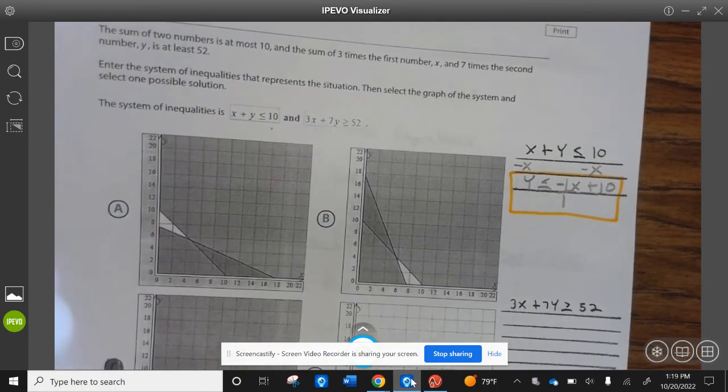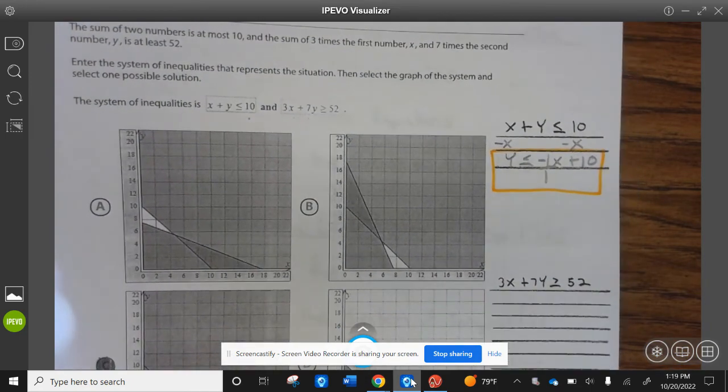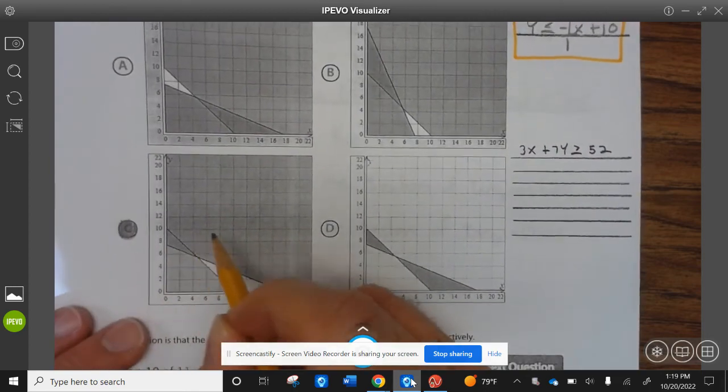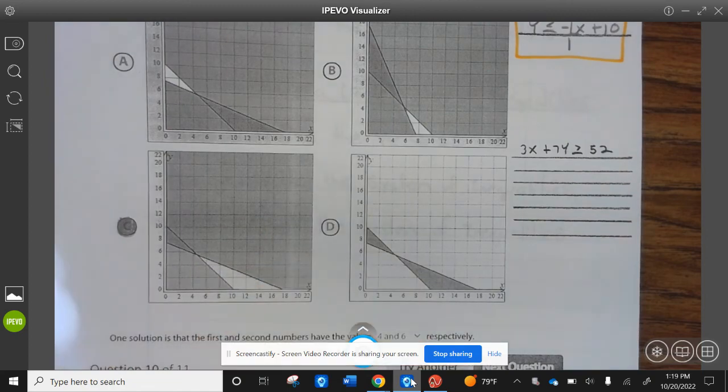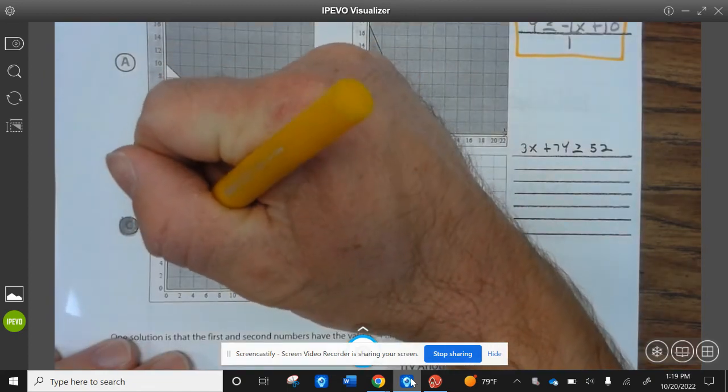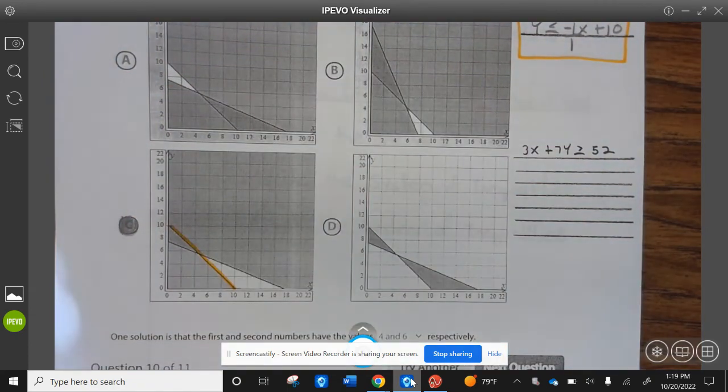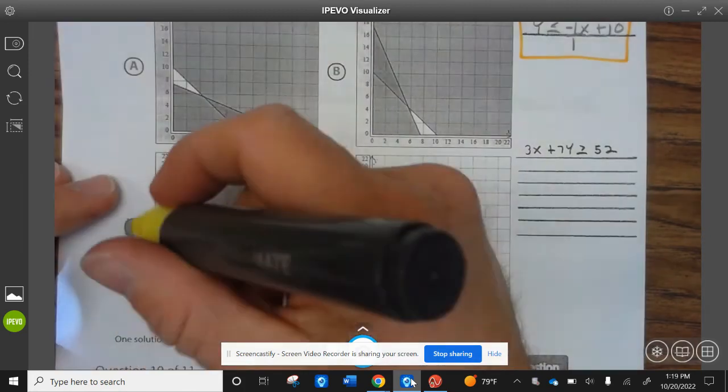So we start at 10, we go down one to the right one, down one to the right one, down one to the right one. So here's this line. Okay, now it's less than, so we shade below.